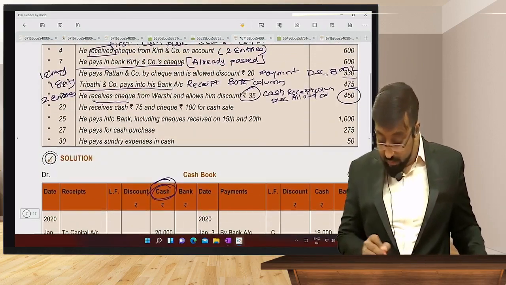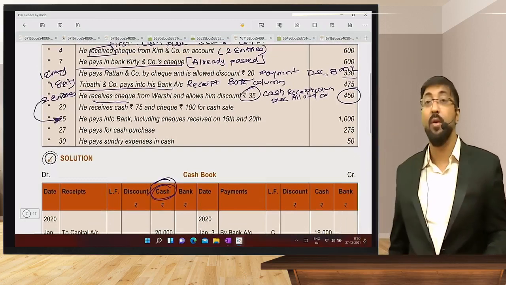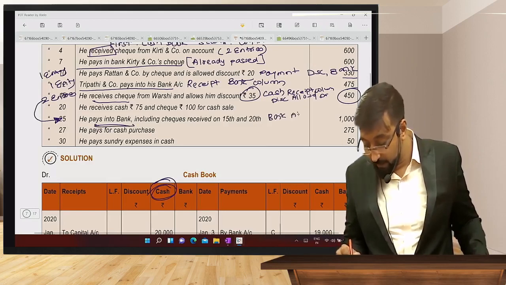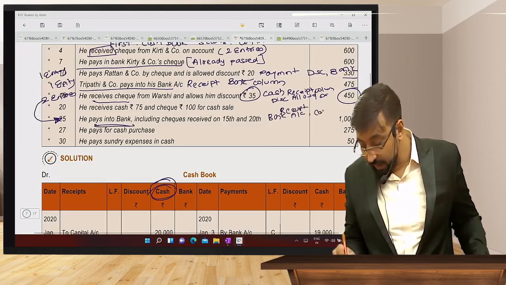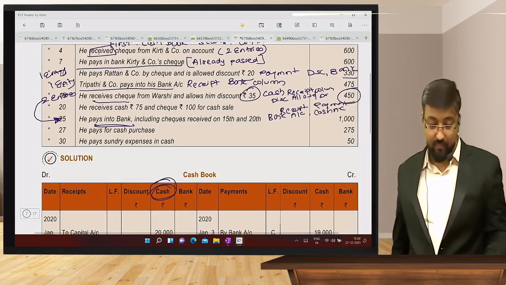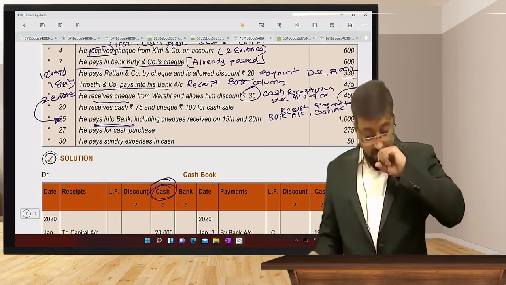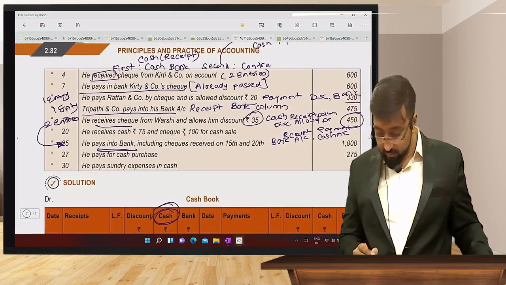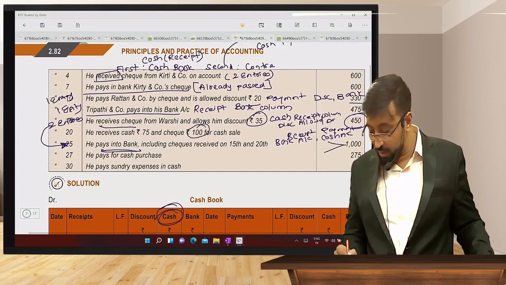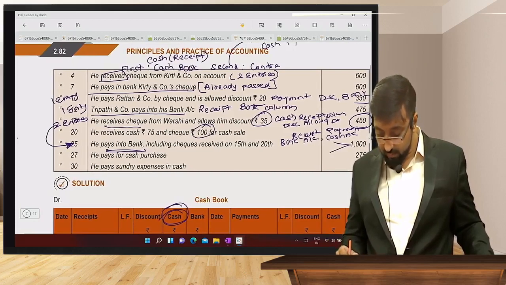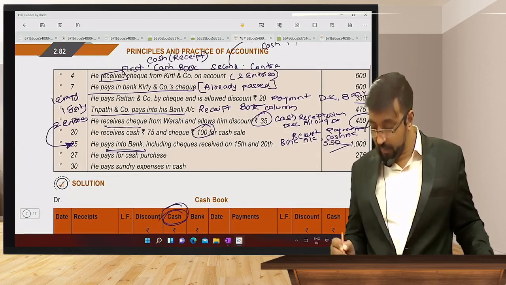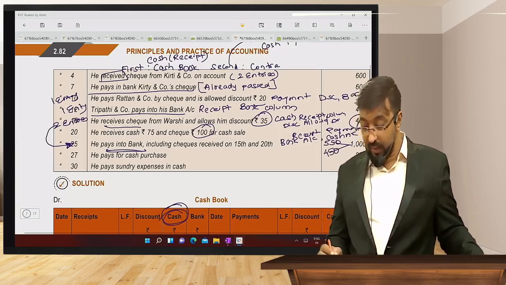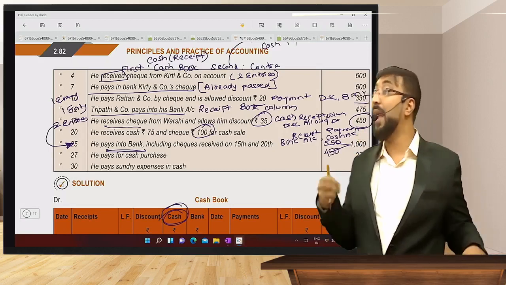And similarly, now this second entry we have to pass. When do we pass it? When we deposit this check into the bank. So what is that second entry? Bank account debit, bank column on the receipt side, and cash column on the payment side. So cash account debit, then that entry we will pass later. So 450 and 100. Out of 1000, 550 is bank to cash, and the remaining 450 is cash which is directly deposited. 550 is a check and 450 is cash.